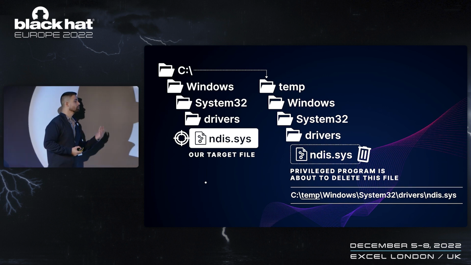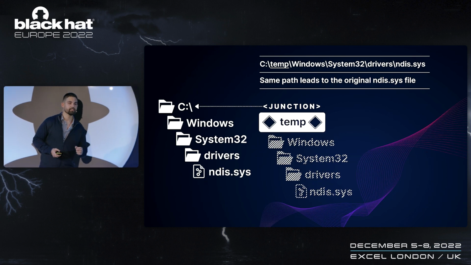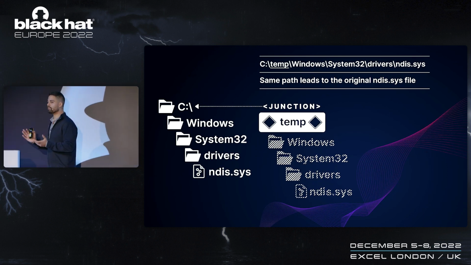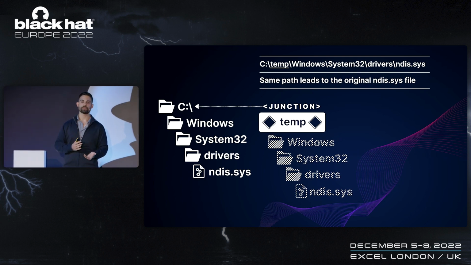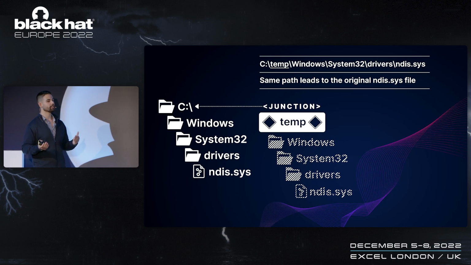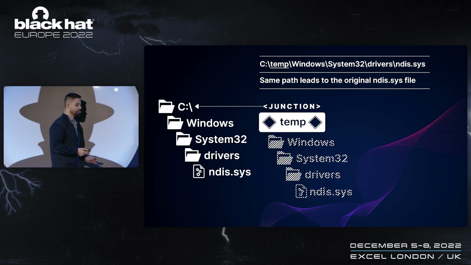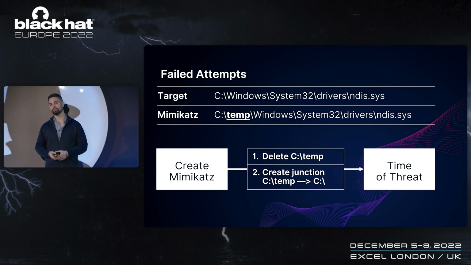So if we can potentially cause a privileged program, in our case the EDR or the antivirus, to try and delete this path, but then just right before the deletion, we can delete everything from the temp directory, make it a junction towards the C drive, then the same path that the EDR is trying to delete actually leads to the original ndis.sys file. So that is exactly what I tried to do.